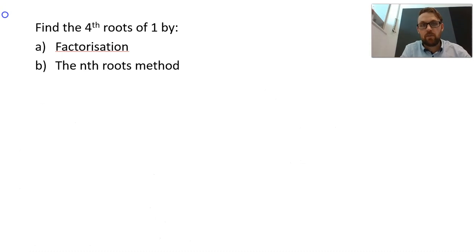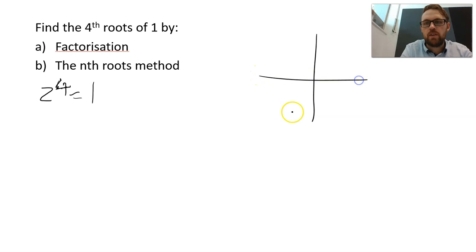All right, so let's have a look at the nth root method. So if we start with, again, z to the power of 4 equals 1. According to the nth root method, if you look on our unit circle, the only time this is going to be 1 is if we're at an angle of 0, or 2 pi, or 4 pi, etc.